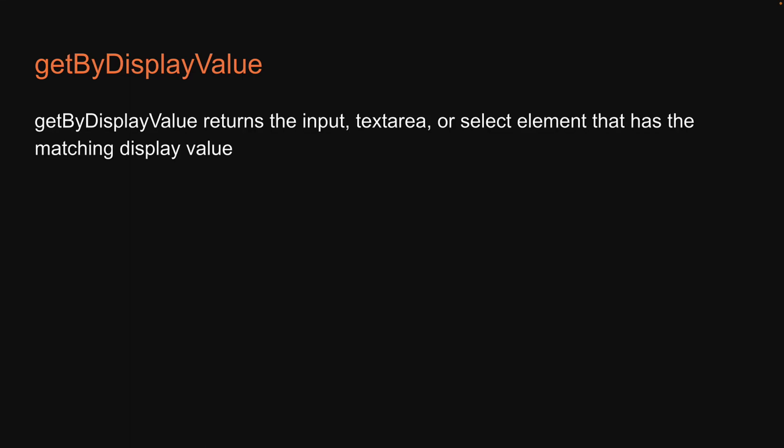In this video, let's take a look at the fifth query method, which is getByDisplayValue. GetByDisplayValue returns the input, text area, or select element that has the matching display value. Let's understand the usage with an example.